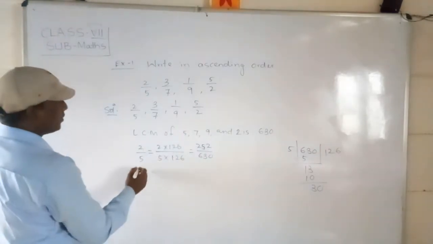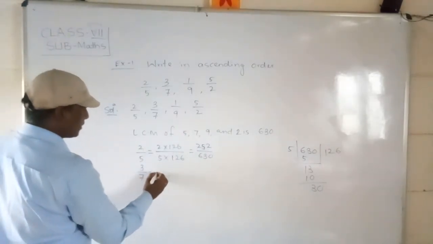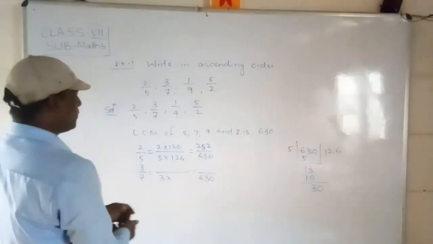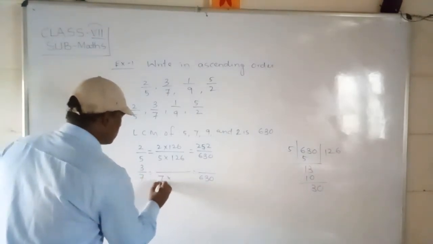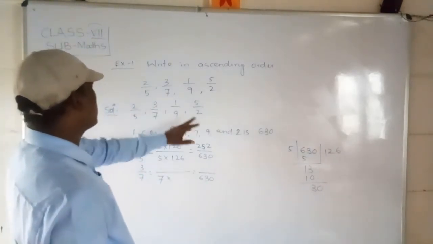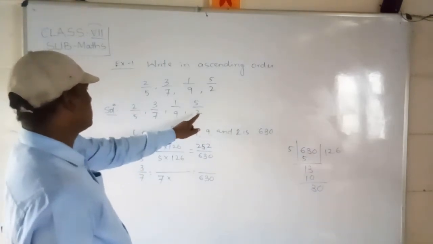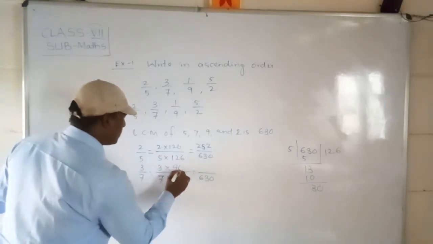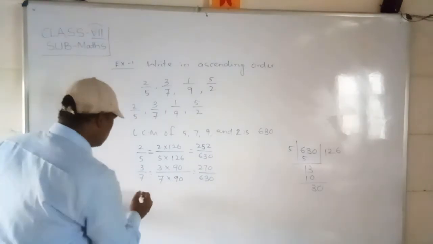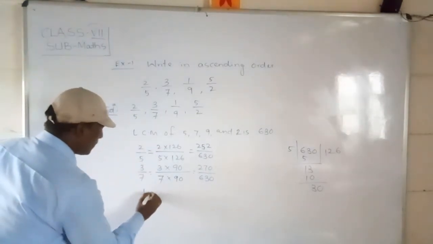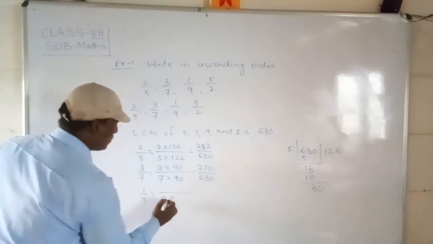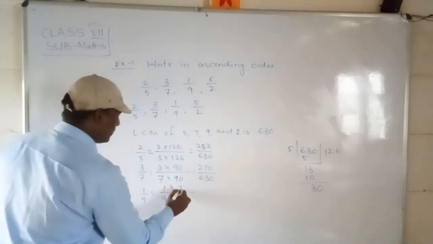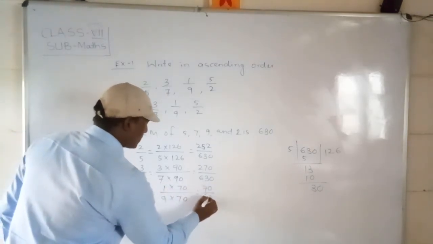This is the first number. Second number, 3 by 7 is equal to 3 into dash over 630. If we multiply the denominator 7 by 90, we get 630, so 90 will come. So 3 into 90 is equal to 270. After that 1 by 9: 9 into 70 is 630, so 1 into 70 is equal to 70 by 630.